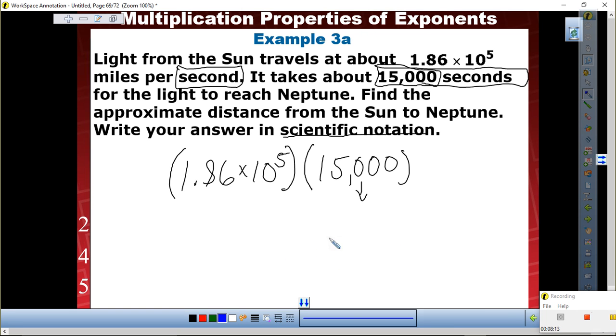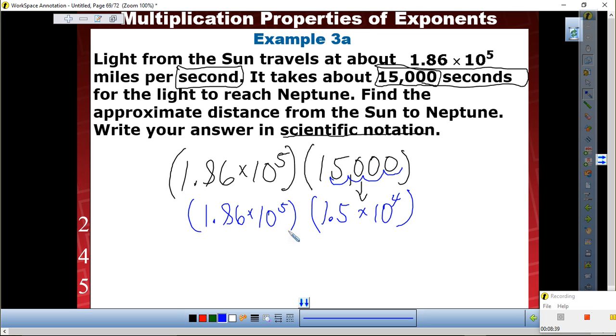All right, let's see. Base 10, yes. Move the decimal how many times? 1, 2, 3, 4. That goes right here. And my decimal is 1.5. Hands if you got that. Okay? So, that's still in the parentheses. Bring this one down. 1.86 times 10 to the 5th.